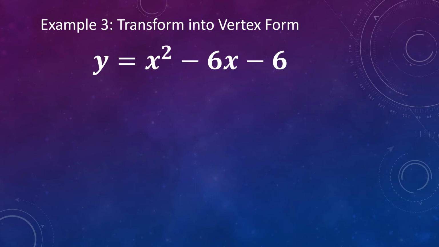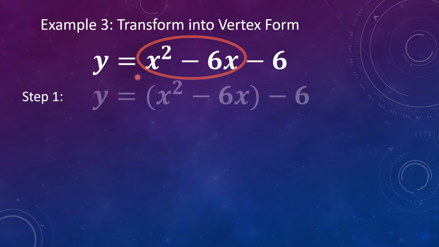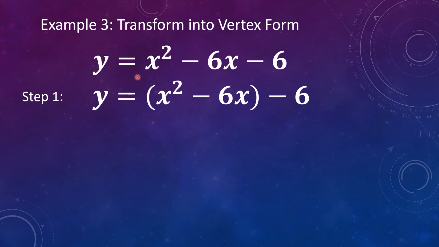Okay, so take a look at example 3. Y is equal to x squared minus 6x minus 6. So, pwede natin gamitin yung mga steps na nakalagay sa module natin, page 29. Step 1. Group together the terms containing x. So, given natin, meron tayong dalawang terms na may x squared and negative 6x. So, pwede natin silang i-combine gamit ang pair of parentheses. Okay, so the equation now will look like that.